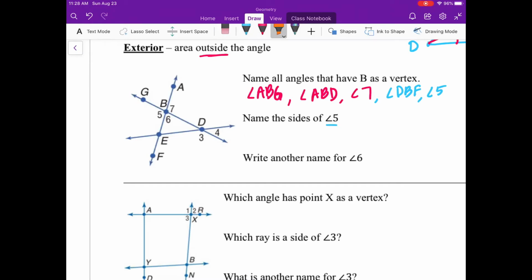Name the sides of angle 5. So let's look, angle 5 is right here. So we're naming the sides. Remember, the sides of an angle are rays. So I have ray BG, that's this way. And I also have ray BF, which is this way.